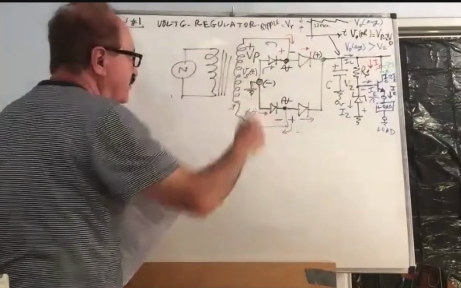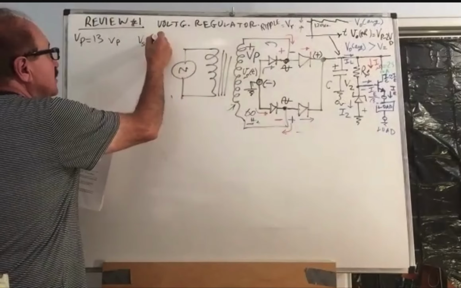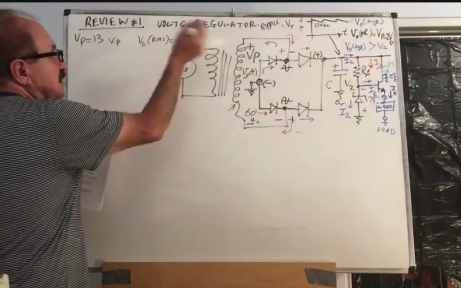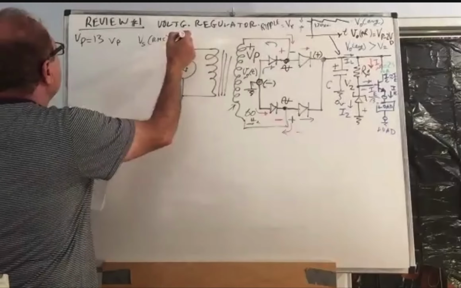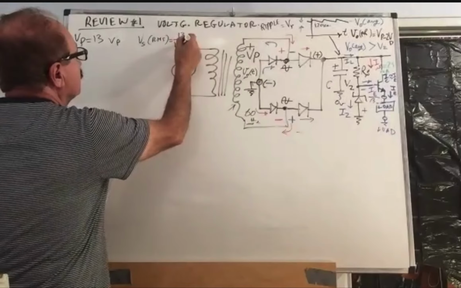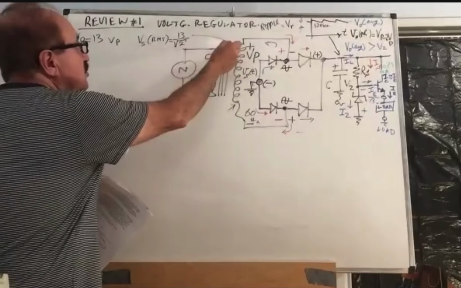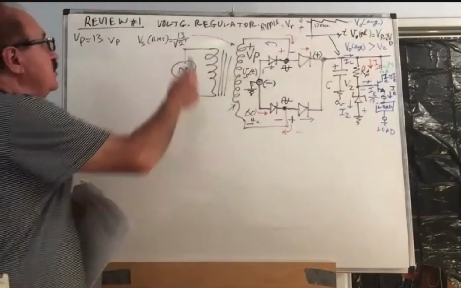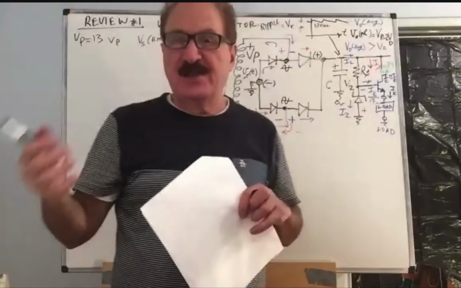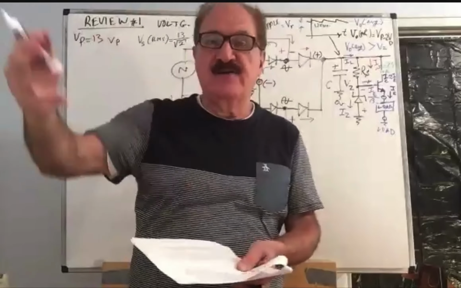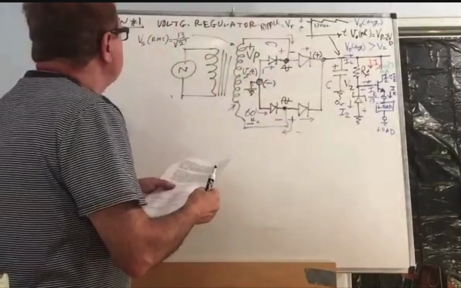That's the secondary voltage. Probably VS RMS is 13 over radical 2. This is the RMS of the secondary. So remember, in order to convert it into a peak, you take the secondary voltage and you multiply by radical 2. The peaks are higher than the RMS. So that is 13 volt VP.